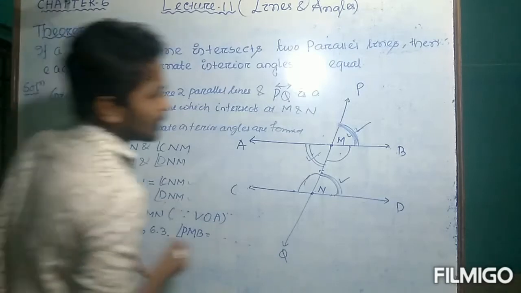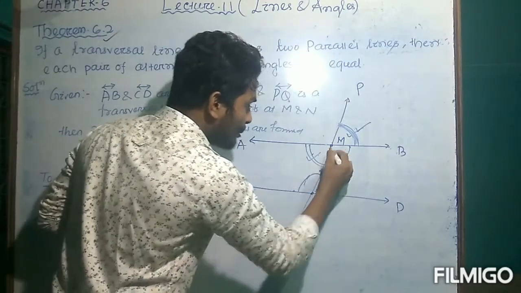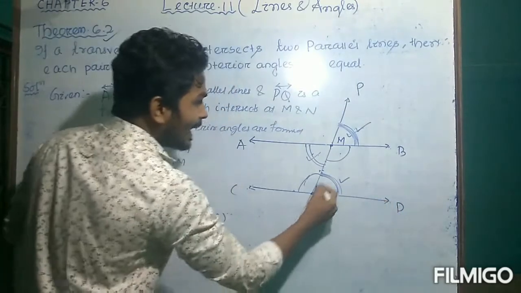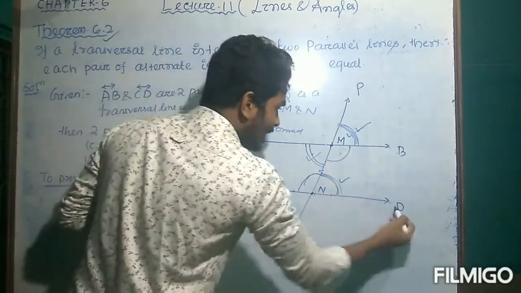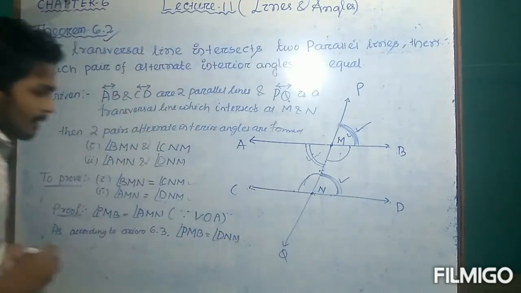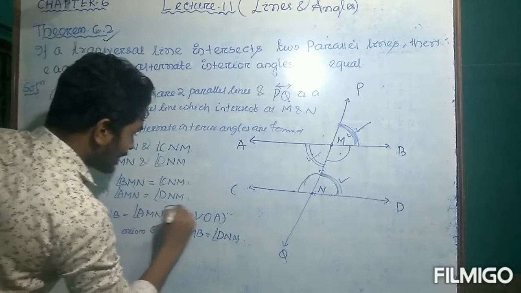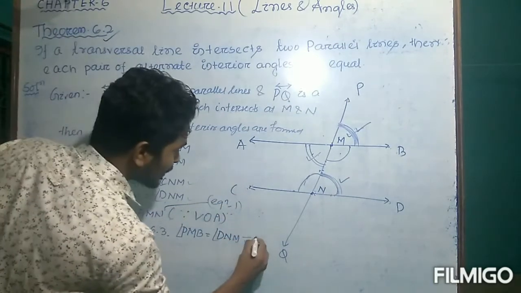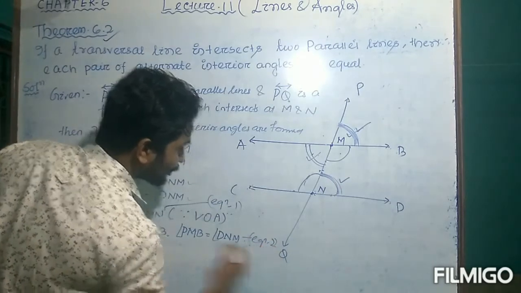PMB is equal to this angle, meaning MND, or you can say DNM. Either you write MND or DNM. So PMB is equal to DNM. Understood? Now you can write this as equation 1 and this as equation 2.